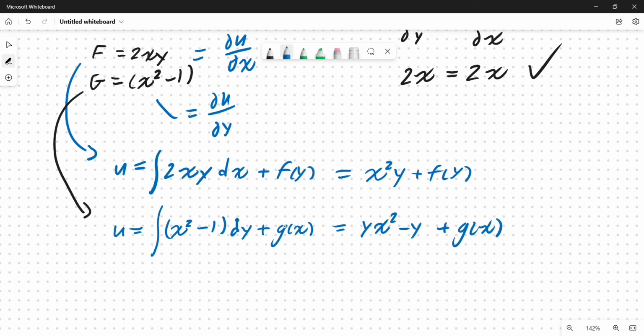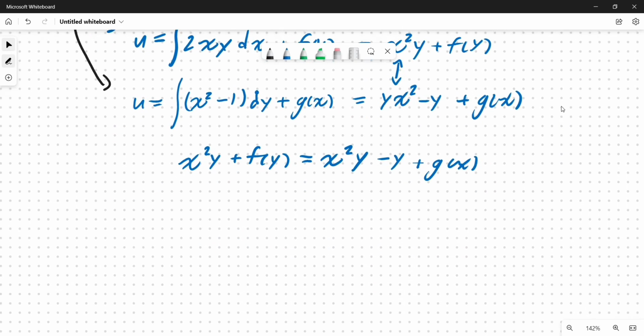Basically, you want these to equal each other. Keep in mind that this is the same thing as that. See? x squared y, I just wrote it backwards. So if we make these two equal each other, because u equals u, x squared y plus f of y equals, and we're going to write this as x squared y again, minus y plus g of x.